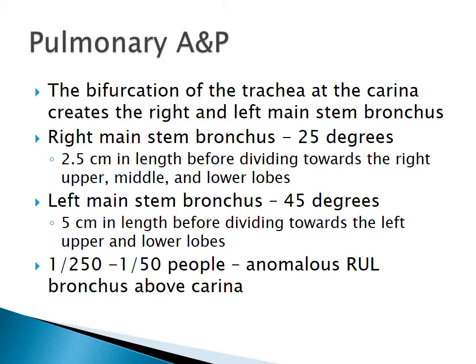So, between 1 in 250 and 1 in 50 people have this really strange takeoff, where the takeoff to the right upper lobe is not in the right main stem. It's actually in the trachea. All right? So that could be strange if you're dropping the bronchoscope down in there and you're looking at carina, but there's a takeoff before the carina, okay?